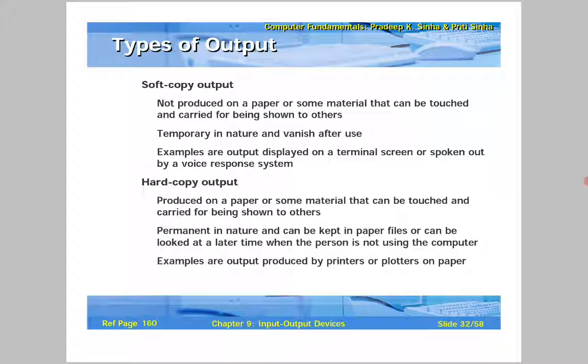Soft copy means they are used to produce some soft copy files, whereas hard copy means the output generally available or printed on paper. Soft copy is generally available in various computer files like JPG files, JPEG files, BMP files, TIFF files, like that.